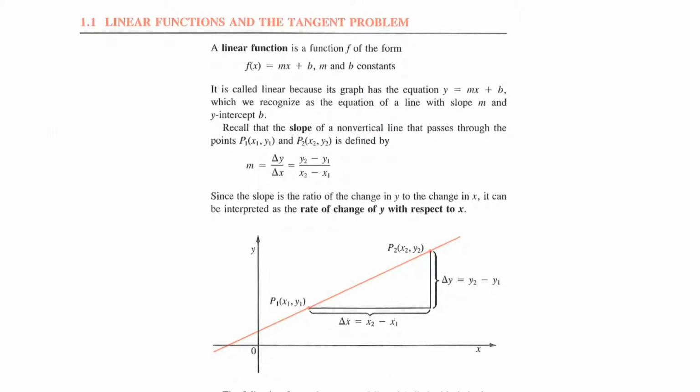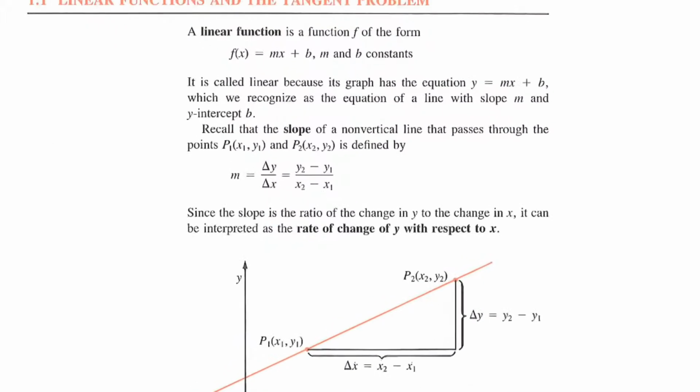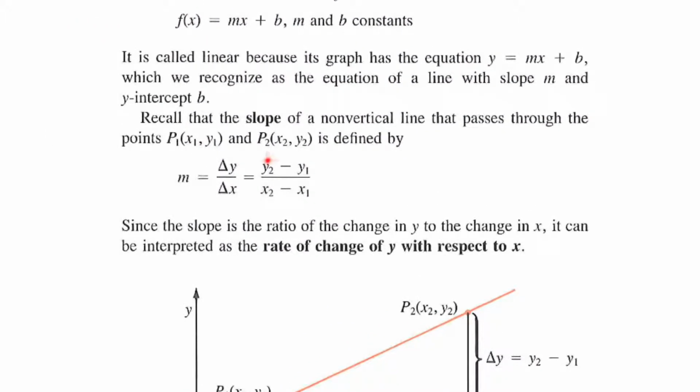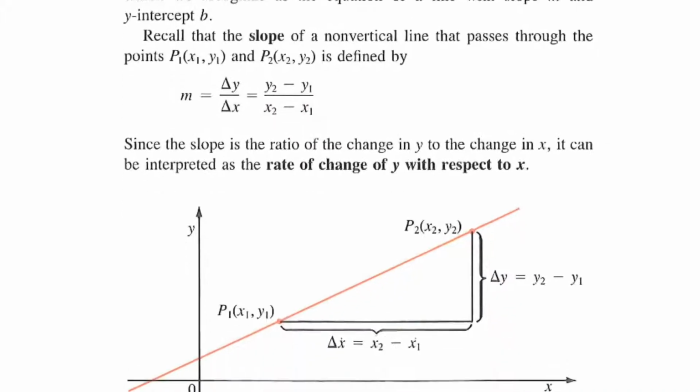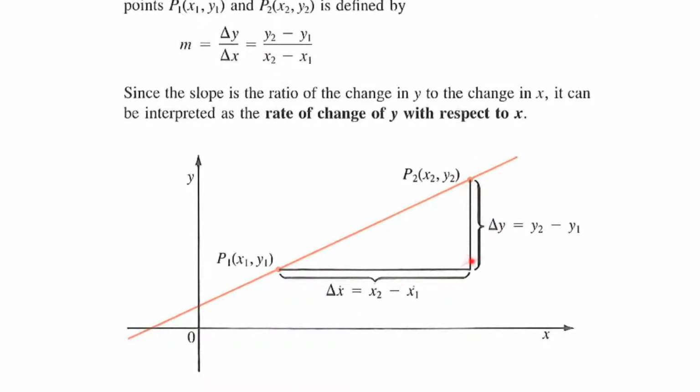The first section of the course is talking a little bit about linear functions and the tangent problem. We know f of x equals m x plus b is a linear function when m and b are constant. m is called the slope of the line and b is called the y-intercept. If we pick any 2 points on the line, the slope is rise over run. Rise is the change in y values, delta y, y2 minus y1, and run is x2 minus x1 between the points.